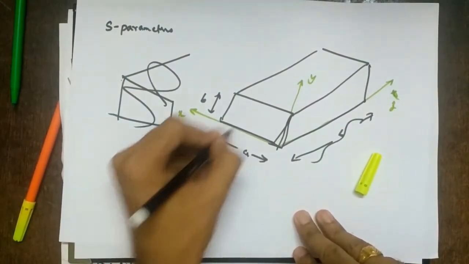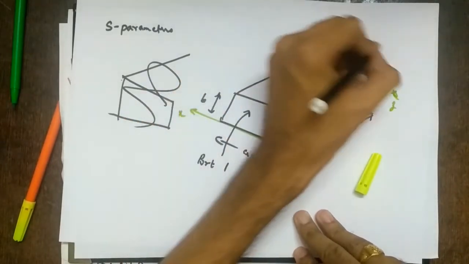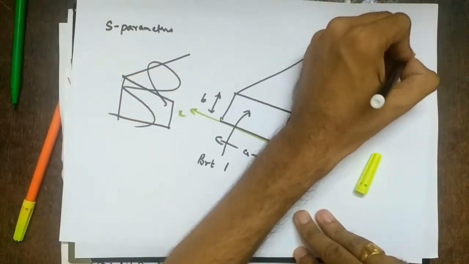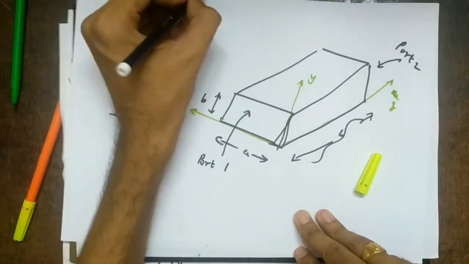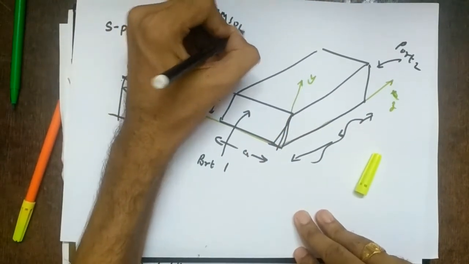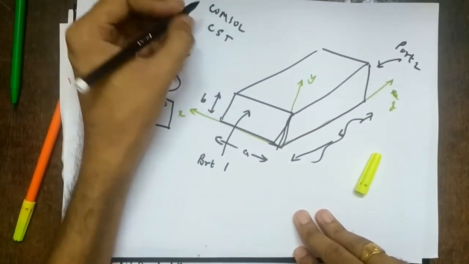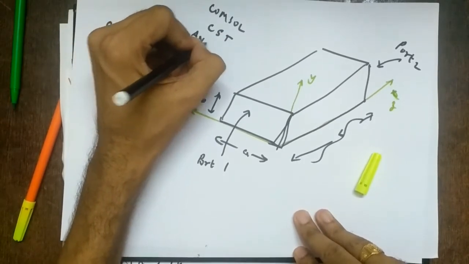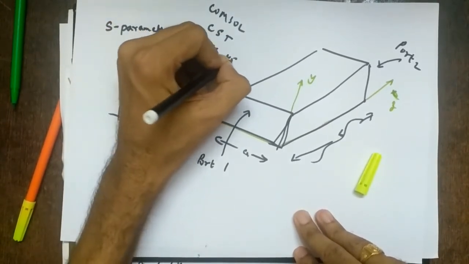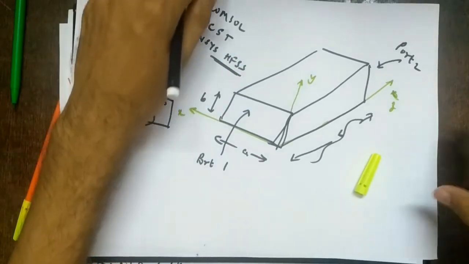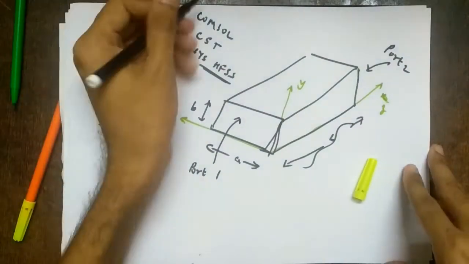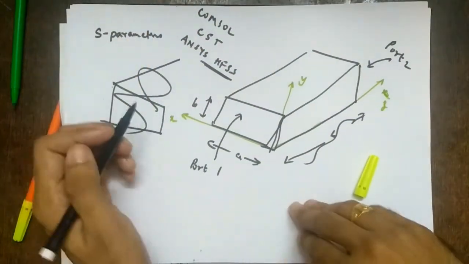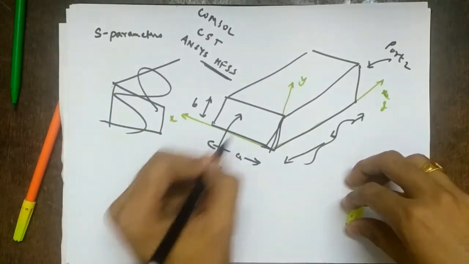Port 1 is usually the input port. So I am giving the input from this side and I am extracting the output here. This is called port 2. There are various software packages like COMSOL Multiphysics, CST Studio Suite, and ANSYS HFSS to model these waveguides. Apart from others, these are the most famous ones. So this is port 1, this is port 2.